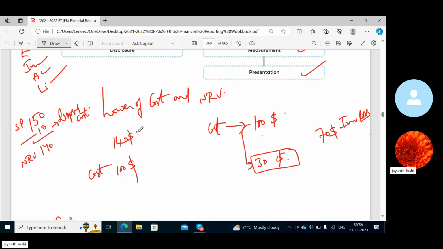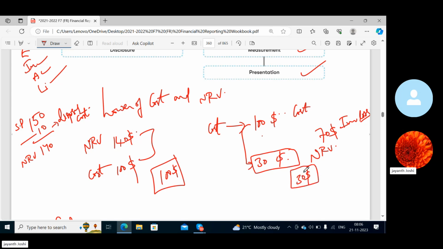So again, the rule of lower of cost or NRV. Here cost is this, here NRV is this. The lower of this is $100. We can show the inventory at cost only. Here the cost is this, the NRV is this, and the lower is $30. We can show it at lower of cost or NRV only. Why? Because this looks realistic, right? Shall we move forward?